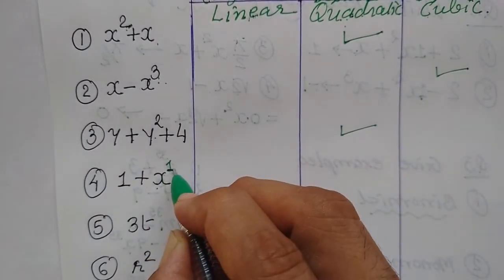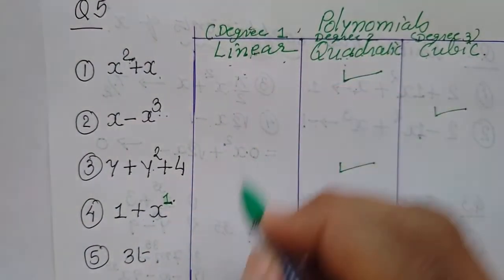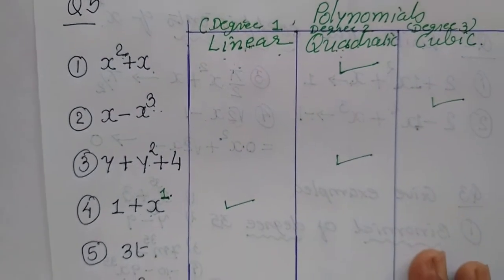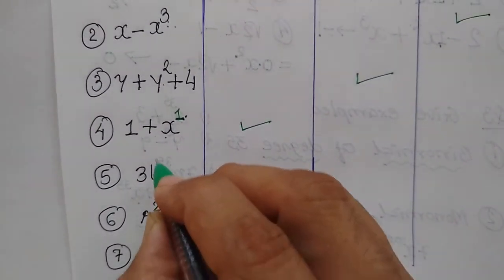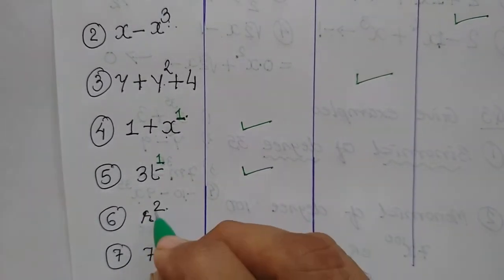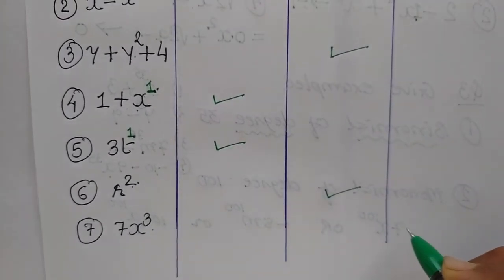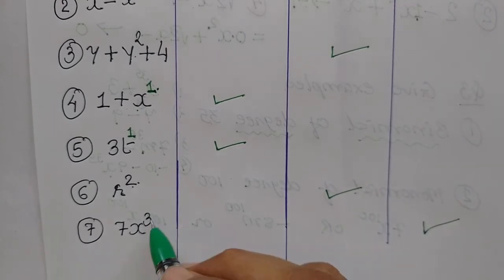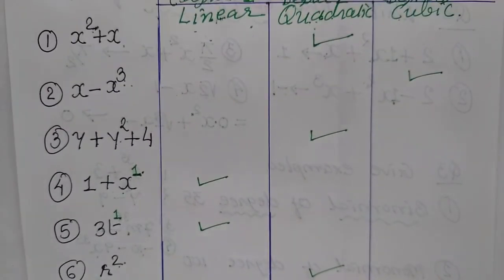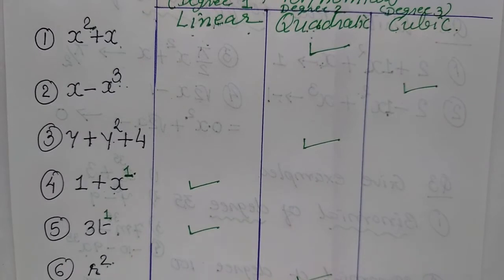1 is not written, but that we know. So degree is 1. So 1 means what? Degree is 1, so it should be linear. So this is linear. 3t, the power is 1, so it is a linear polynomial. Here is 2, quadratic. So this is a quadratic polynomial, and here is 3, it is a cubic polynomial because the power is 3. So children, understood? So we have finished exercise 2.1 children. It is a very easy exercise. Once or twice you practice it, you can study well.